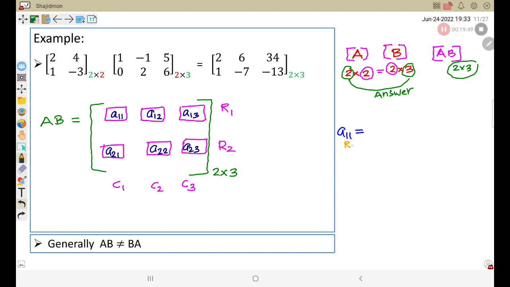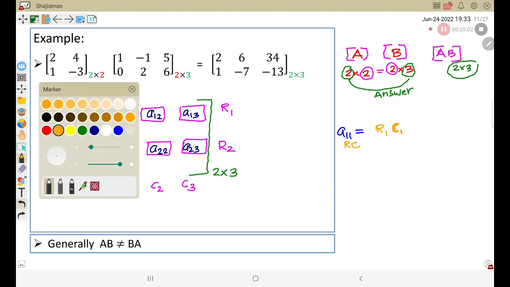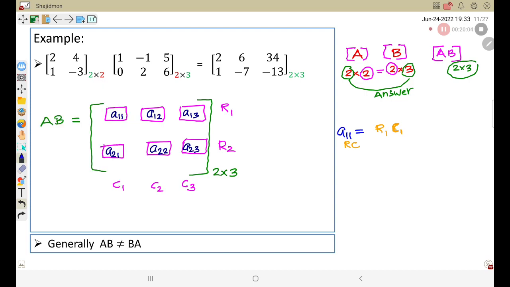The first number is for the row number, the second number is for the column number. So for A11, the row number is 1 and the column number is 1. So you need to multiply the first row and the first column. That is the meaning. A11: first row multiplied with the first column.